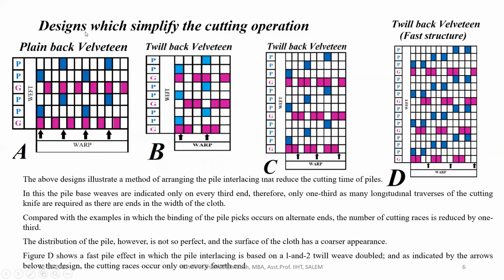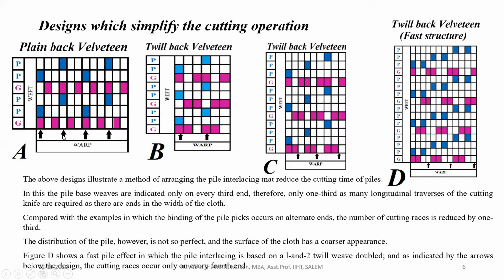Next are designs which simplify the cutting operation. Here the plain back velveteen, twill back velveteen, then another kind of twill back velveteen with fast structures. See the designs, how we can simplify the cutting operations. Because the knife may be inserted between these floats and cut into equal parts. The knife is inserted between these floats.